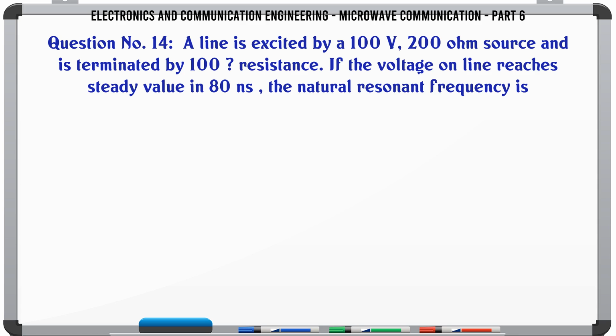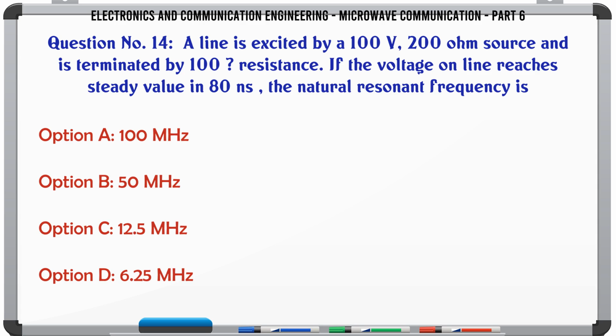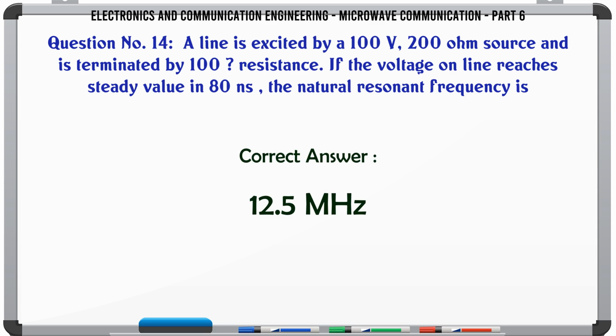A line is excited by a 100 V, 200 ohm source and is terminated by 100 ohm resistance. If the voltage on line reaches steady value in 80 ns, the natural resonant frequency is A. 100 MHz, B. 50 MHz, C. 12.5 MHz, D. 6.25 MHz. The correct answer is 12.5 MHz.